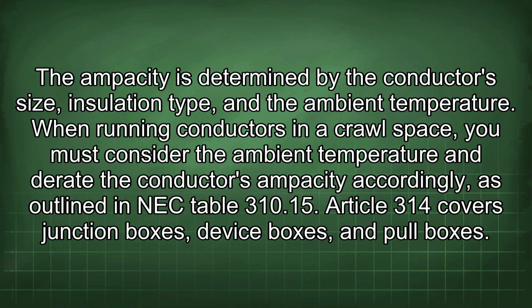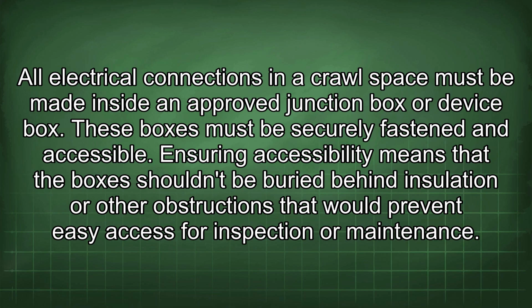Article 314 covers junction boxes, device boxes, and pull boxes. All electrical connections in a crawl space must be made inside an approved junction box or device box. These boxes must be securely fastened and accessible. Ensuring accessibility means that the boxes shouldn't be buried behind insulation or other obstructions that would prevent easy access for inspection or maintenance.